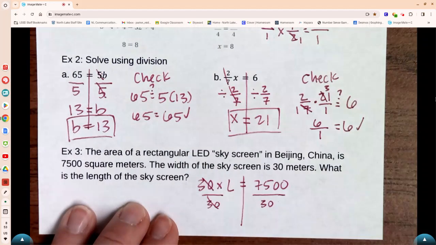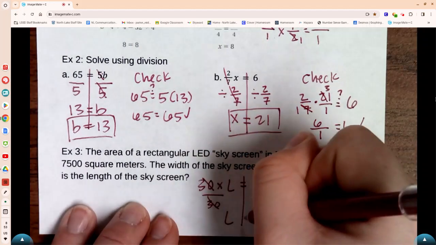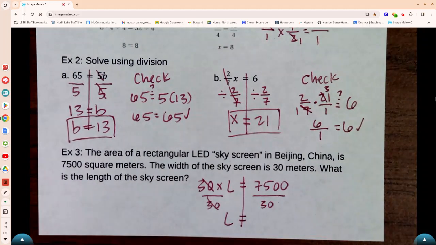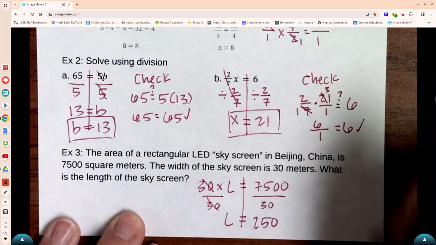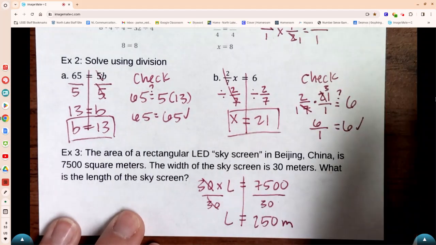Times 30 divided by 30 undo each other, so I just have L for length, and then on the other side, I'm going to do 7,500 divided by 30, which is 250. So the length is 250 meters.